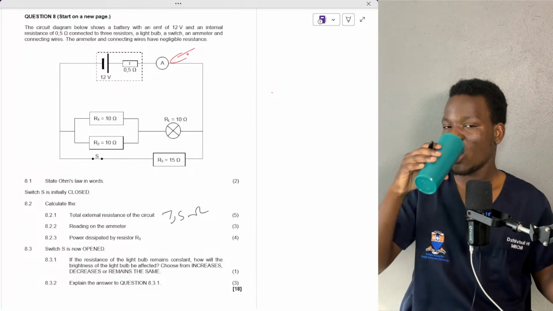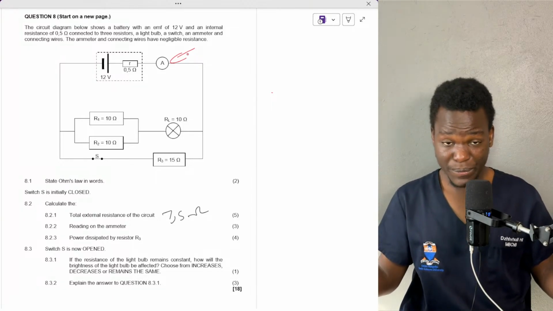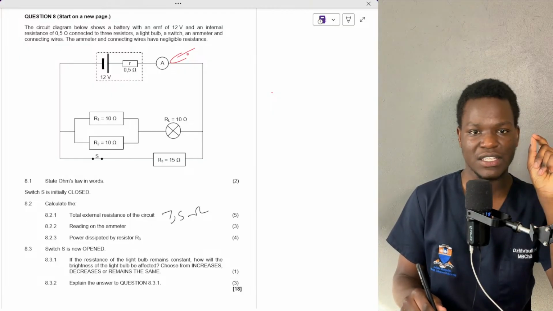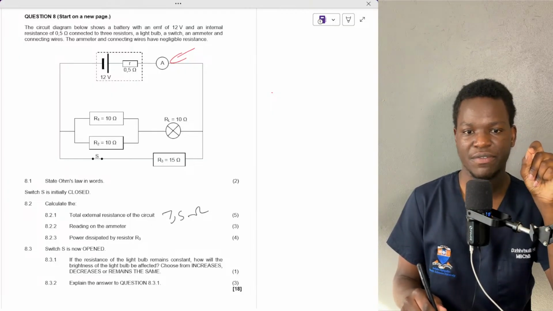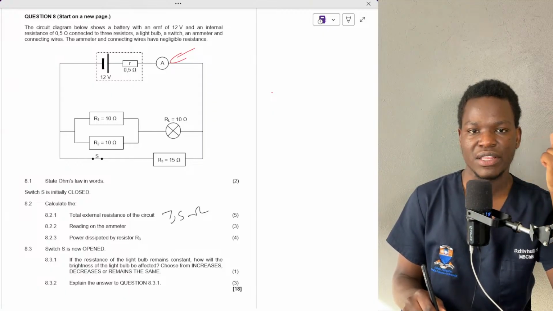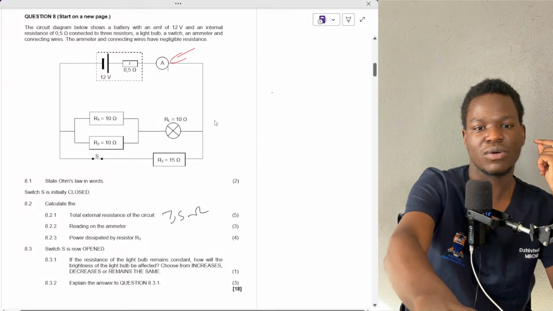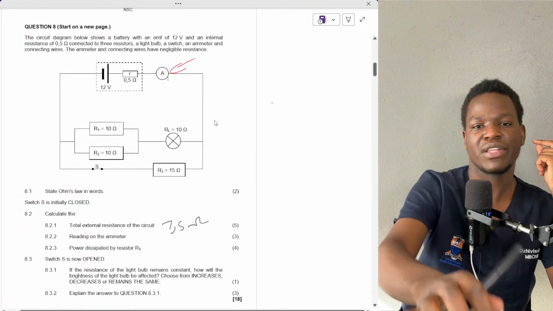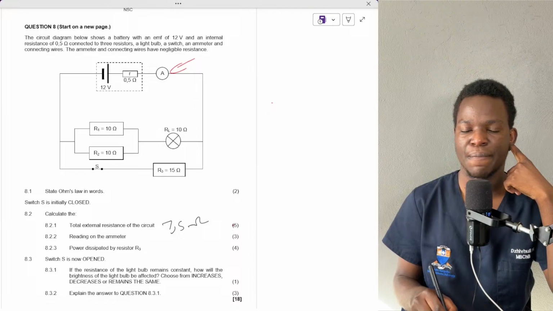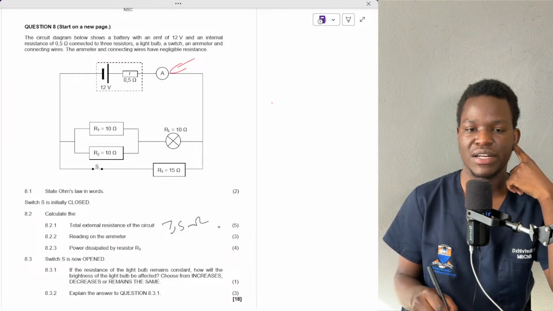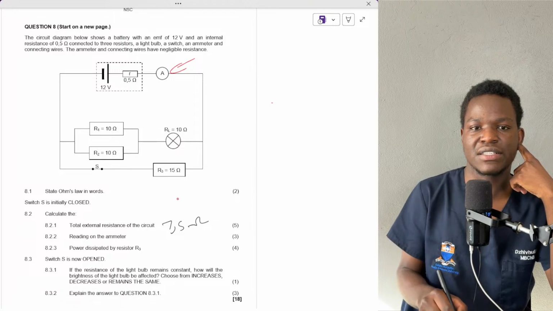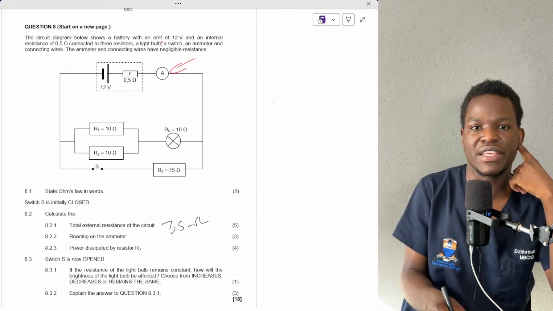So now, when it comes to the reading of the ammeter, you must first ask yourself, what do you have in relation to calculating the reading of the ammeter? Let's see the information that we have. This is the total external resistance. And then we also have the internal resistance, and we also have the EMF.